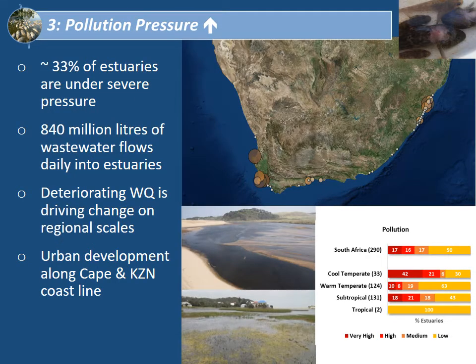In terms of pollution, a third of estuaries are under severe pollution pressure. We've got about 840 million litres of wastewater flowing daily into estuaries, and we find that water quality is deteriorating at regional scales. Our biggest changes are occurring around the urban areas in the Cape area and also here around the KZN coastline.